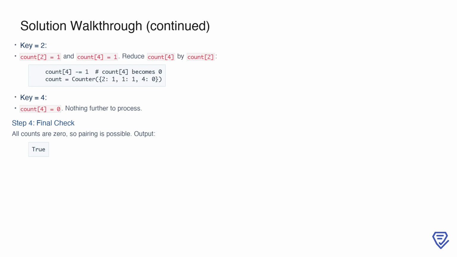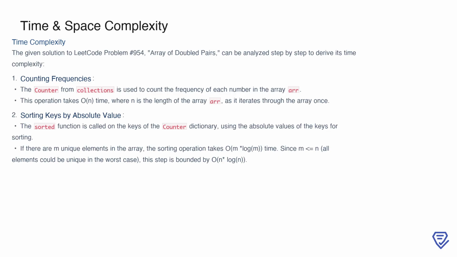To analyze the time complexity of our solution to the array of doubled pairs problem, we break it down into individual steps. First, we count the frequencies of all elements in the array using the Counter from the collections module. This operation requires a single pass through the array, making it O(n), where n is the length of the array. Next, we sort the keys of the frequency dictionary based on their absolute values.